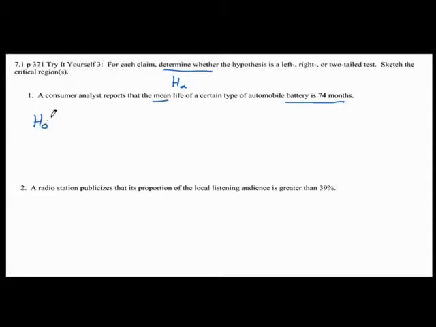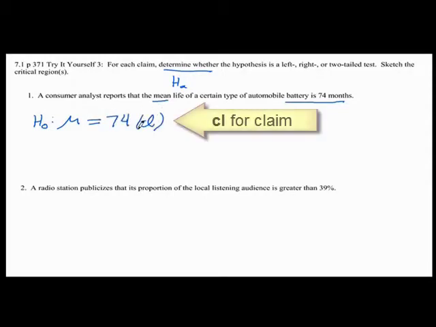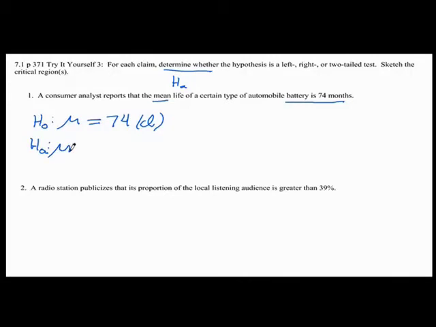And that's also going to be our null hypothesis here. It's the mu for mean, and it is 74 months. And that's going to be our claim. It's not going to really matter right here. So that means that the alternate hypothesis is going to be the opposite of equal to, which is going to be not equal to. So it's going to be not equal to 74 months.